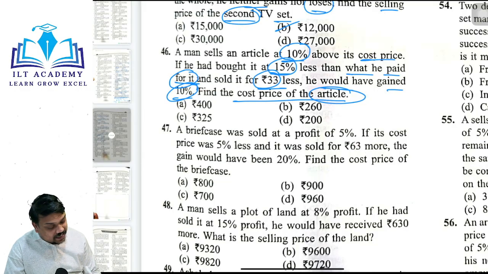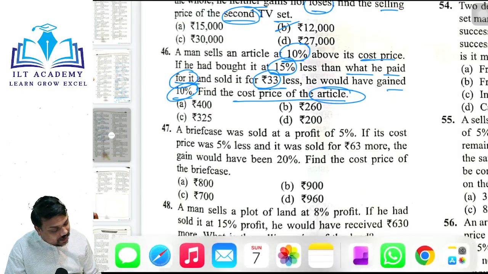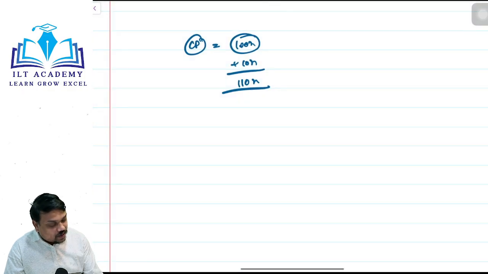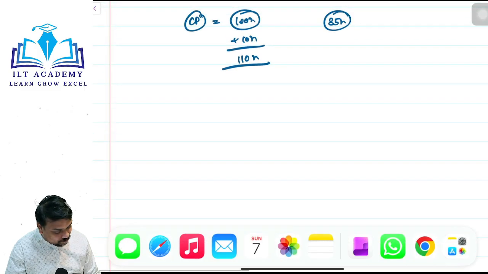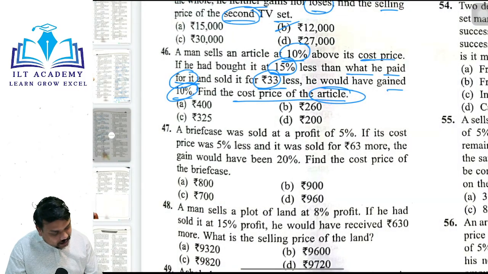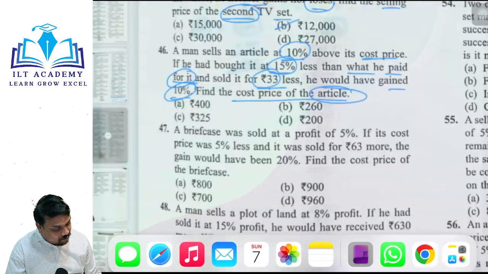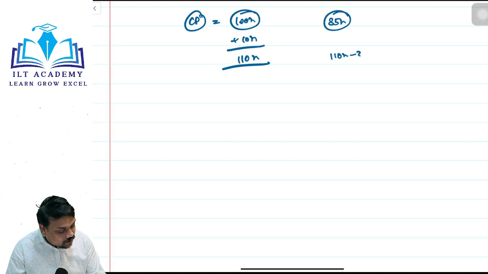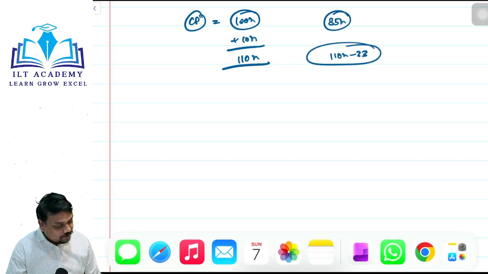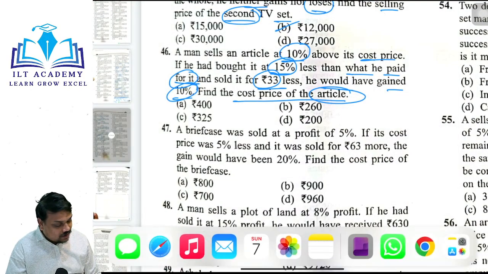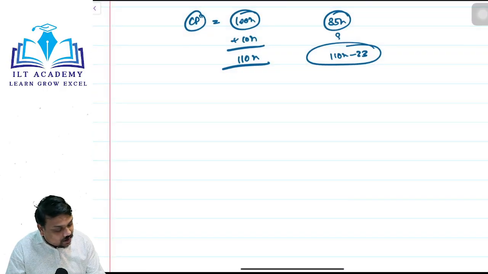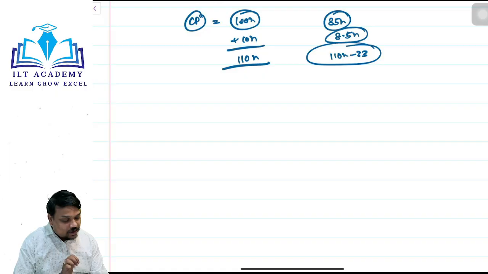No, right? Now second equation tells that what? If he had bought at 15% less. So इसमें से 15% less हो गया तो कितना होता? 85x. If I bought it for 85x, and I sold it for how much? 33 rupees less, मतलब 110x minus 33. Right? Then I would gain how much? 10% on 85 will be what? 8.5x.